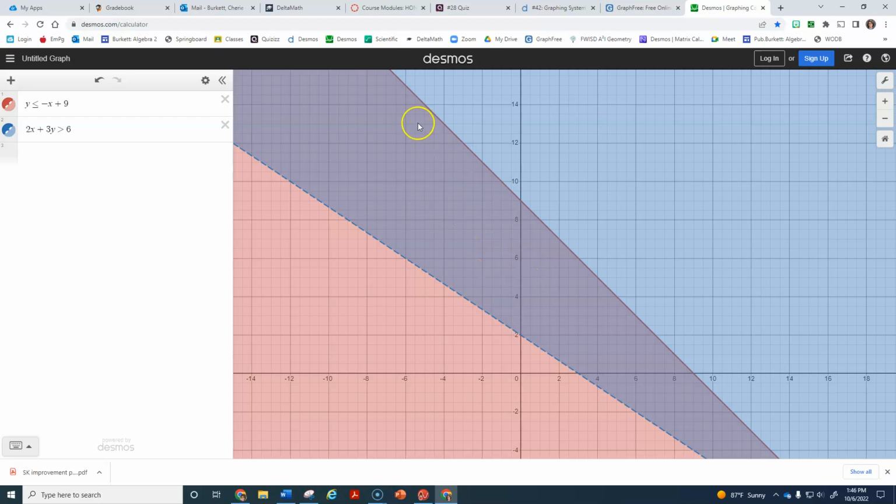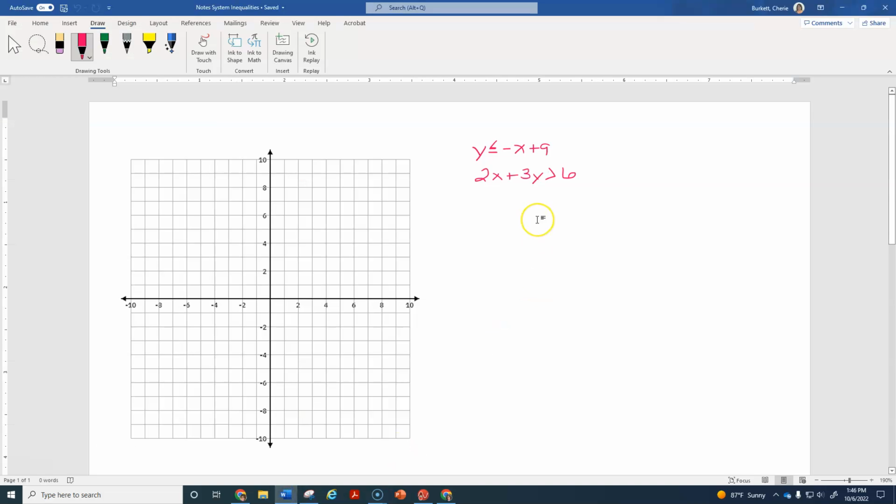So we're not going to do it exactly like this when we do it by hand. That's why I wanted to show you what Desmos looks like. We're going to only shade the section that's both. So let's jump over here and review doing it by hand.